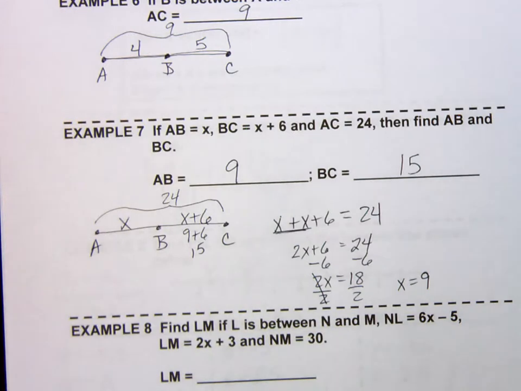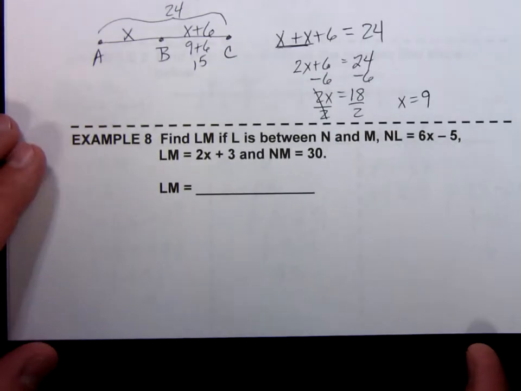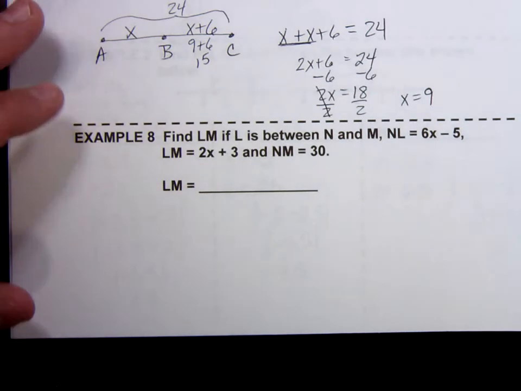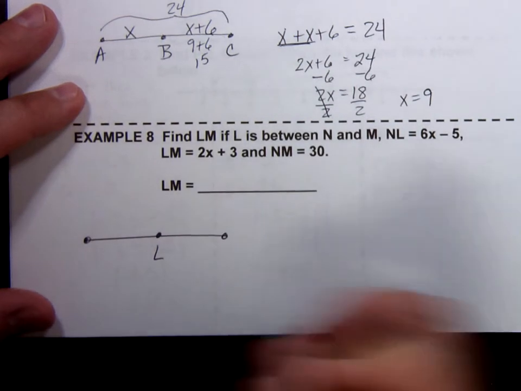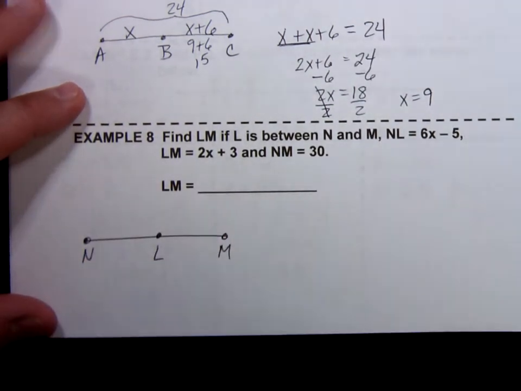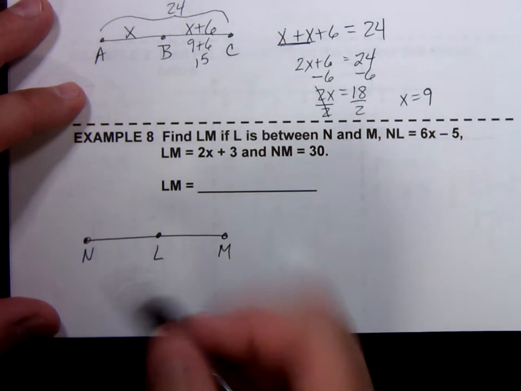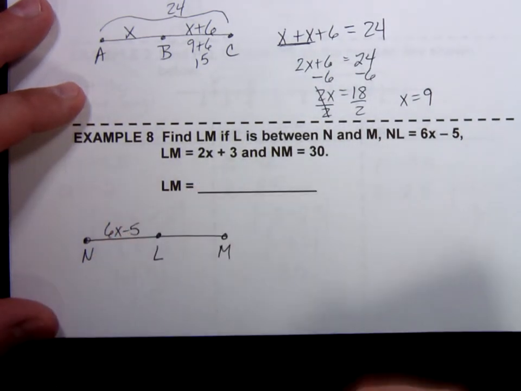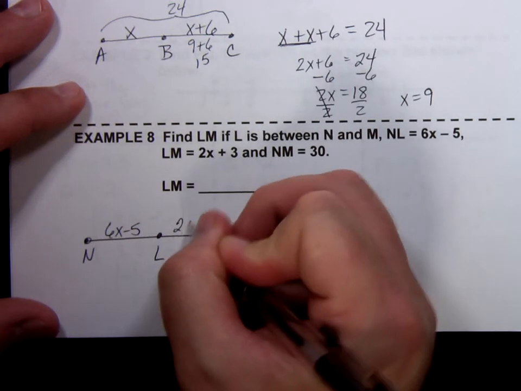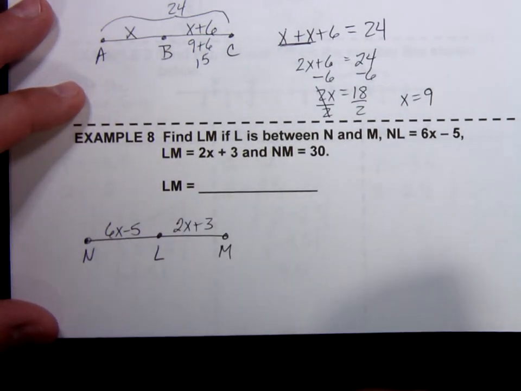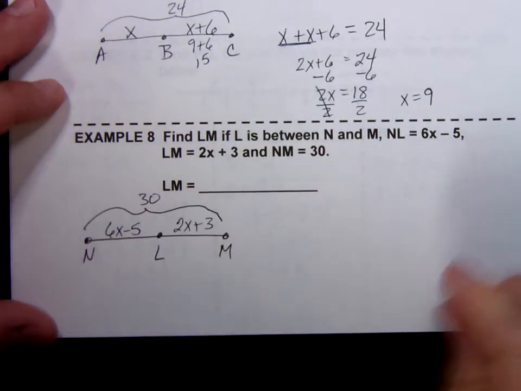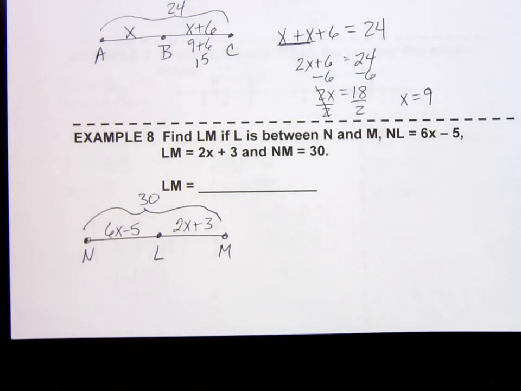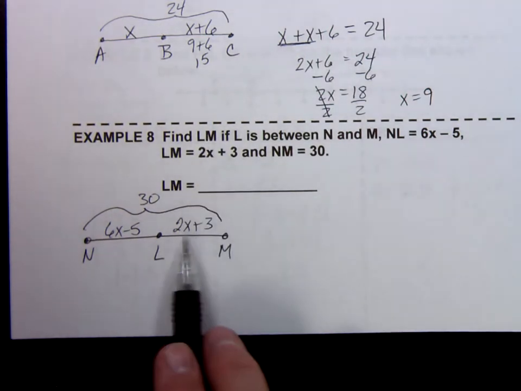All right, last one. Find the distance from L to M if L is between N and M. So before I go any farther, I want to set up a picture where L is between N and M. It says the distance from N to L is 6x minus 5. The distance from L to M is 2x plus 3. And the distance from N to M, the whole thing, is 30. So once again, I'm going to use the segment addition postulate to set up an equation so we can solve for x. And then once we have x, we can plug it back in here to find out what the distance from L to M is.